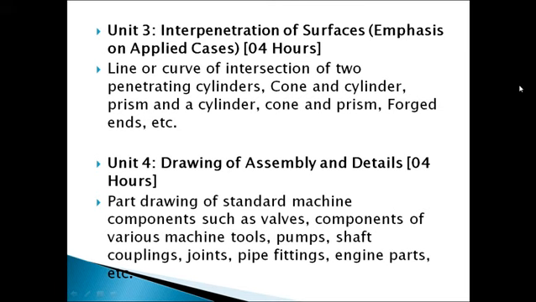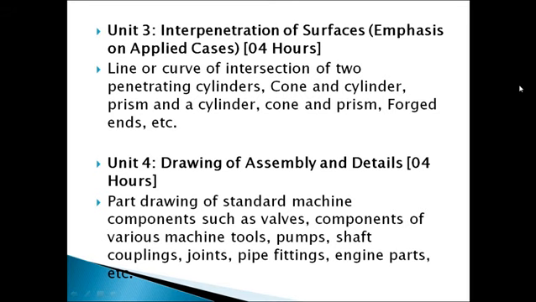In a details drawing, every component present in the assembly is shown separately on a sheet. There may be a front view and top view for every component, and every component has tolerances and dimensions. We give details. Here we are going to take some examples like pumps, shaft couplings, joints, pipe fittings, engine parts. We will take any one kind of example and learn drawing of assembly and details.